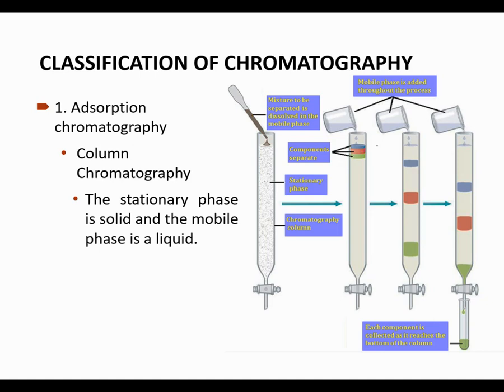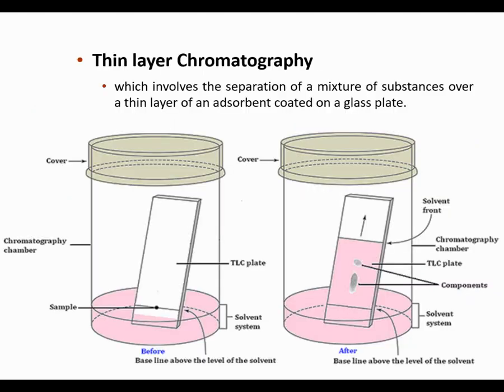So that is for column chromatography. Now the next one is called thin layer chromatography. It's also an adsorption chromatography, wherein you use a thin layer of adsorbent coated on a glass plate. The stationary phase is usually silica gel or alumina on a glass plate, and then you will be placing a spot of the sample inside, and then you have there a solvent system.